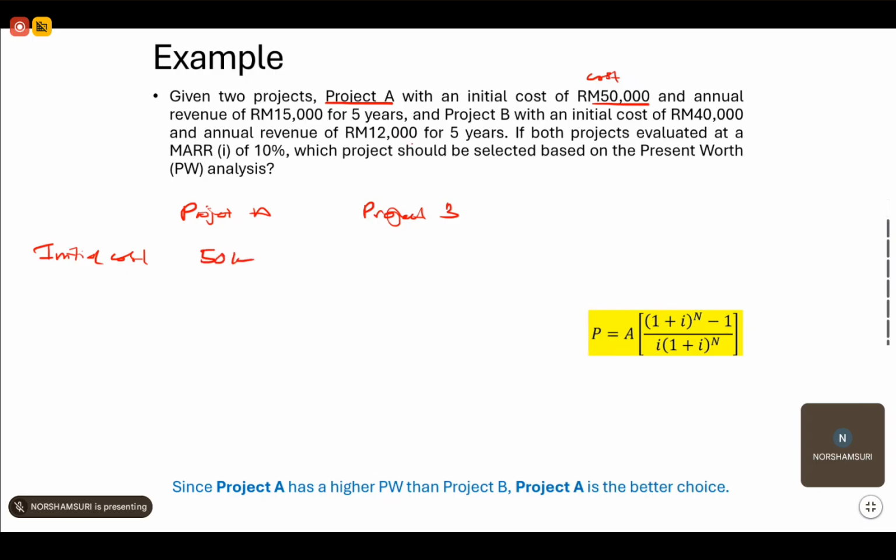Project B, initial cost 40,000. Revenue 15,000 for project A, and revenue 12,000 for project B. All is 5 years, so N is 5 years. MARR is 10%, so I is 10%. They are asking for the present worth analysis. So they are asking what is the present worth.